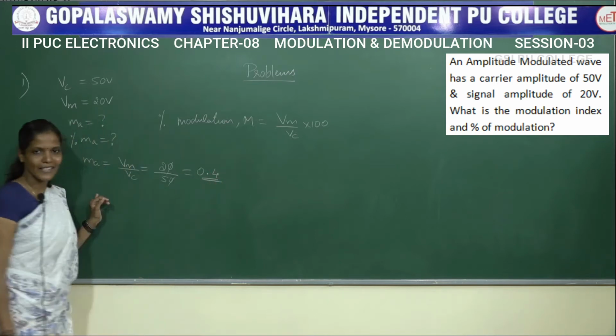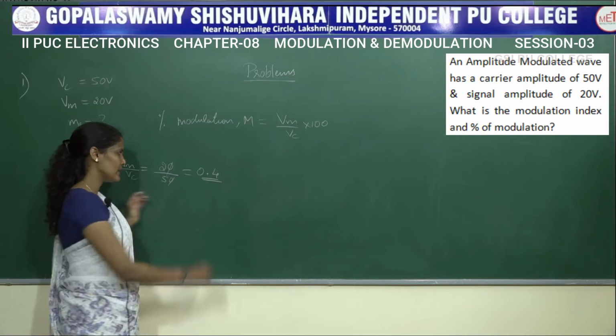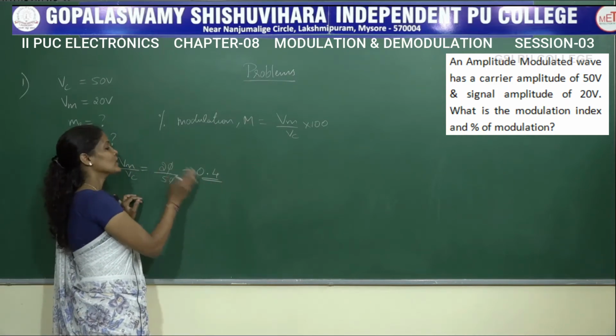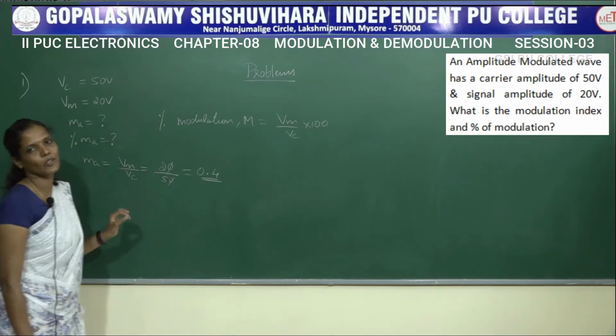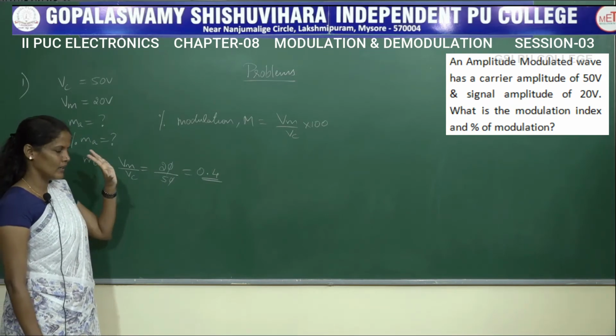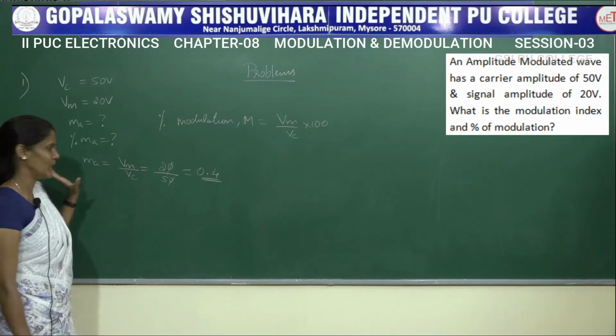There is no unit for this MA. It is not 0.4 volts or 0.4 hertz, because we are not having any unit for this modulation index. So this MA value is equal to just 0.4. Problems are very simple in this particular chapter, but the only thing is you have to remember the formula.